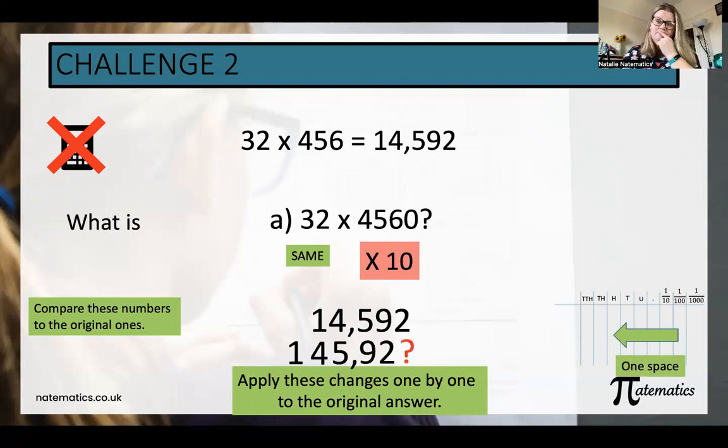Anything missing? We need that placeholder, don't we? So it is the correct number. So instead of being 14,592, it is 145,920. Imagine if that was a difference between what your pay was for the month. You'd want to make sure everything was in the right column, wouldn't you?